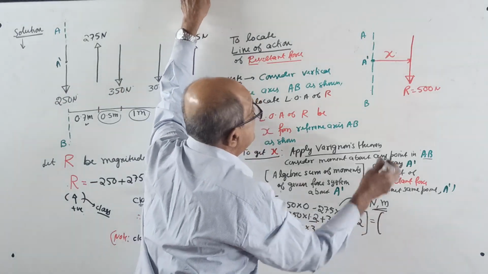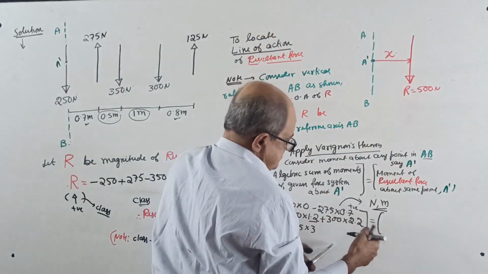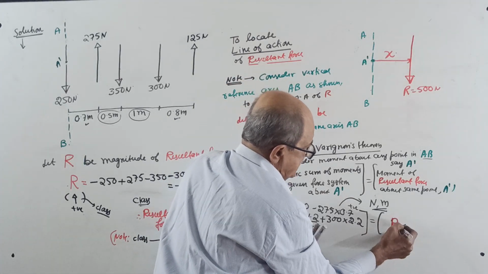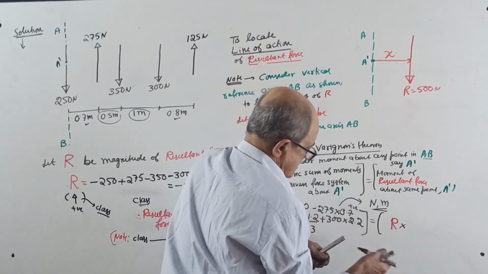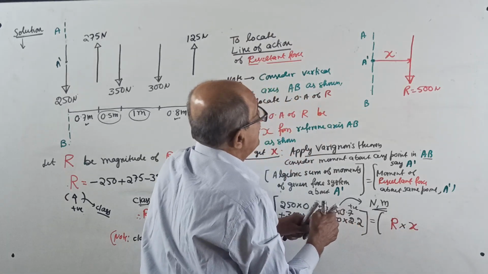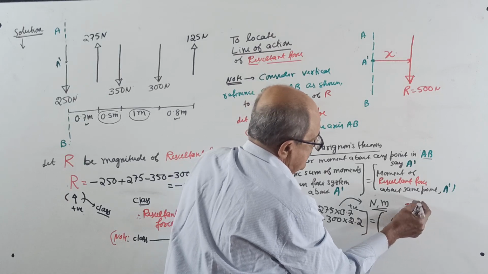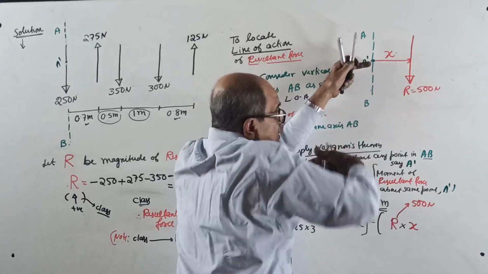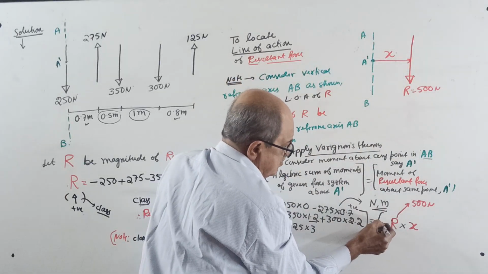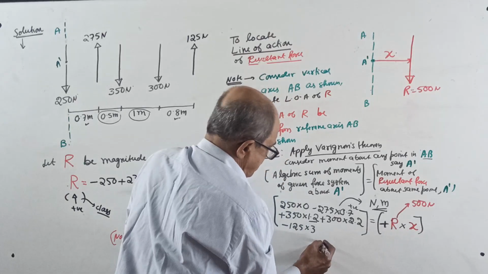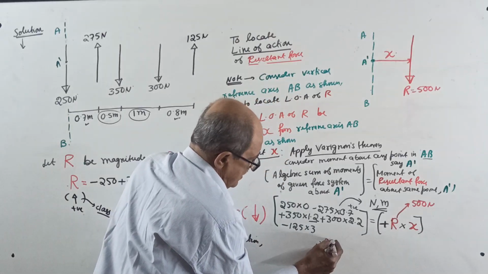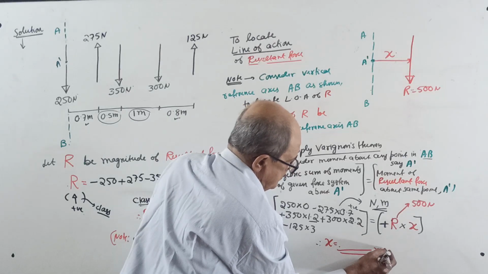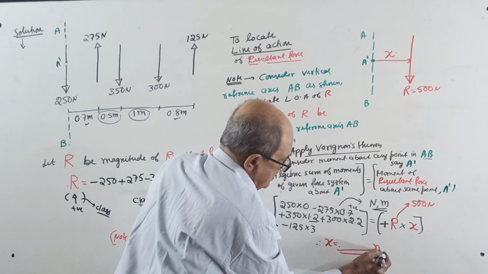Equal to resultant R multiplied by your x. Very important, R is 500 Newton, and R into x is clockwise. That is equally important. Therefore, solving, you get the value of x in meter.